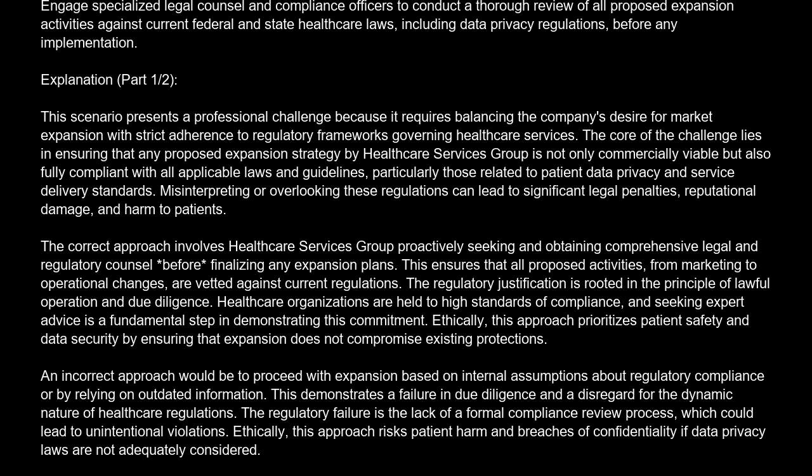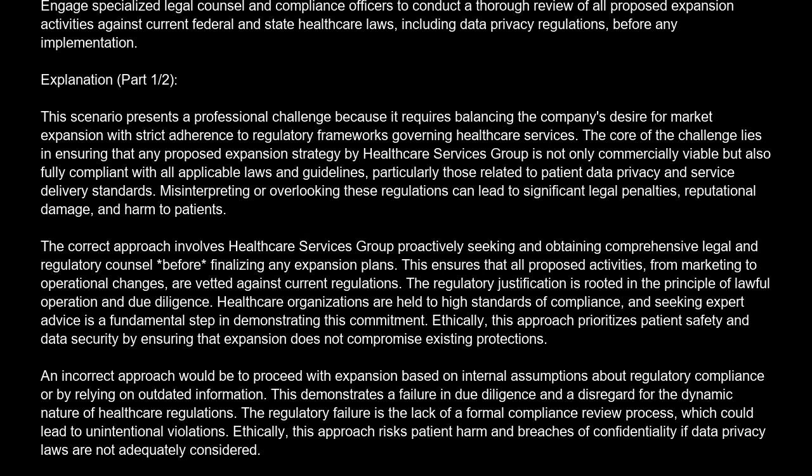The core of the challenge lies in ensuring that any proposed expansion strategy by Healthcare Services Group is not only commercially viable, but also fully compliant with all applicable laws and guidelines, particularly those related to patient data privacy and service delivery standards. Misinterpreting or overlooking these regulations can lead to significant legal penalties, reputational damage, and harm to patients. The correct approach involves Healthcare Services Group proactively seeking and obtaining comprehensive legal and regulatory counsel before finalizing any expansion plans. This ensures that all proposed activities, from marketing to operational changes, are vetted against current regulations.